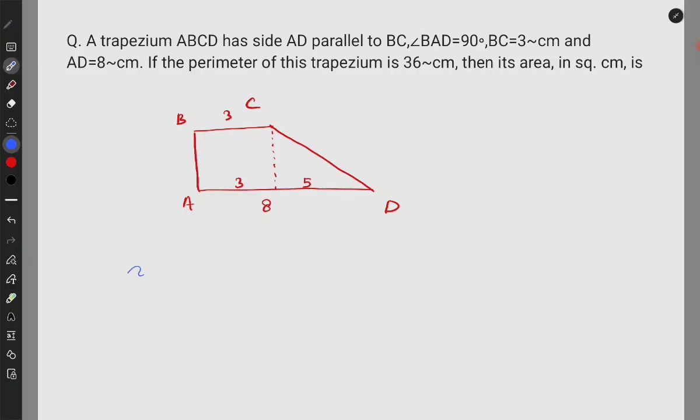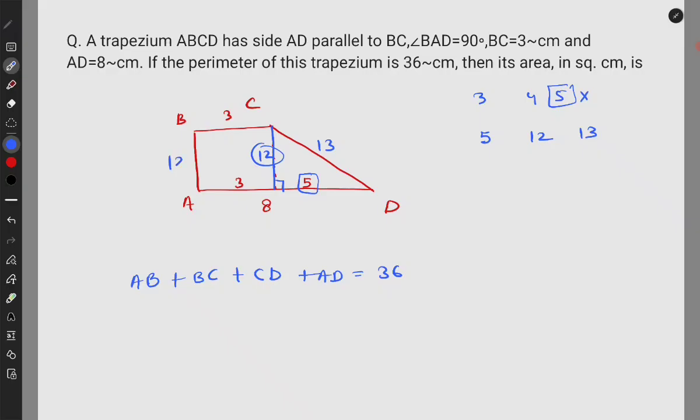Perimeter of the trapezium is 36. Now AB plus BC plus CD plus AD is equal to what? 36. Now notice this thing. I have drawn a right angle triangle over here, and this is 5. Now we can pick up Pythagorean triplets based on 5. It could be 3, 4, 5, but this is not possible because 5 is the base here, so we cannot take it. 5, 12, 13 is the possible choice. Let's put it there and try to find out the answer. So this would be 12, this would be 13. If this is 12, this will also be 12.